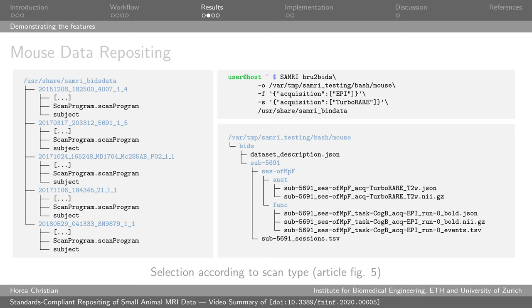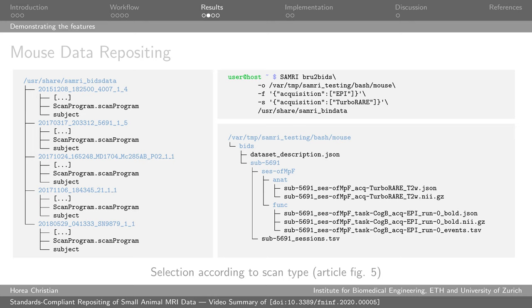It's just that from all of these scans, we select those which have an acquisition of EPI as functional data type scans, and those which have an acquisition of turbo rare as structural data type scans. Incidentally, we know that these namings are only present there for mouse data. So this is how the disambiguation step happens here.